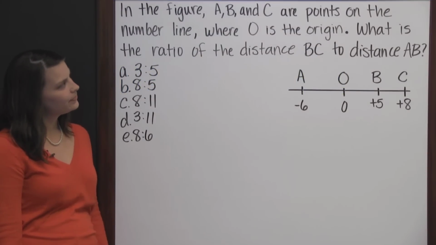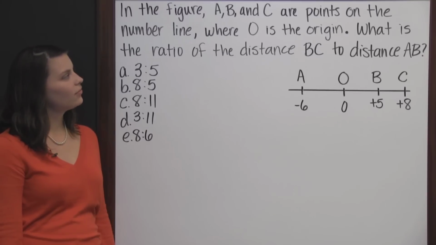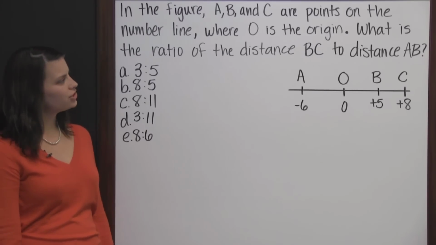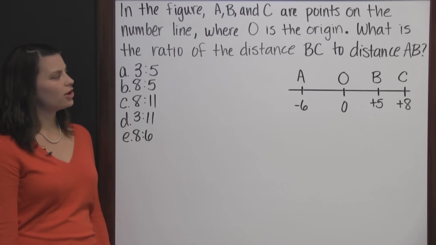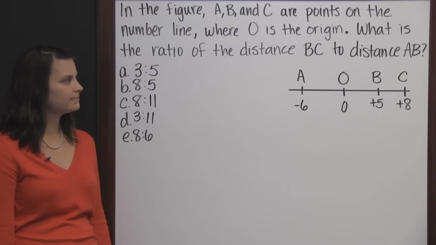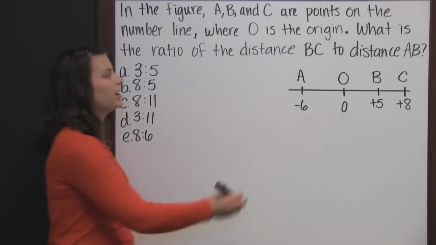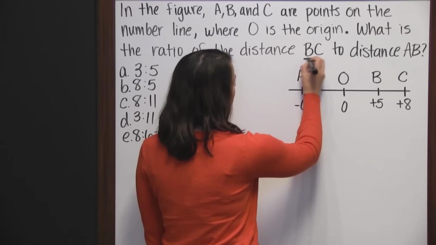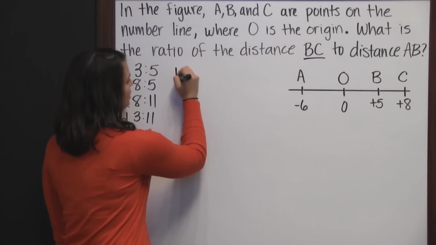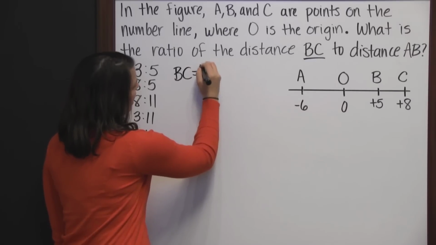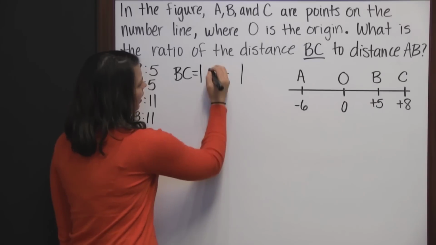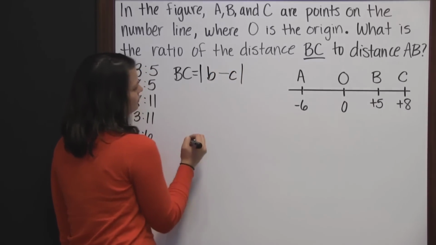In the figure, A, B, and C are points on the number line, where O is the origin. What is the ratio of the distance BC to the distance AB? So first we need to find the distance between points B and C. And the distance between 2 points is the absolute value of the difference of the coordinates.